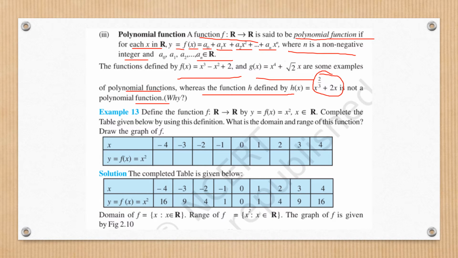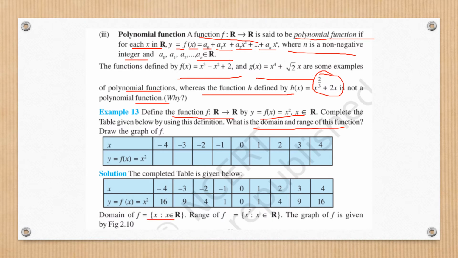So example 13: define a function f mapping from R to R, y is equal to x square, x belongs to R. Complete the table, and what is the domain and range of this relation? The function is y is equal to x square. So I have to put the values, a few negative, a few positive, and 0: minus 4, minus 3, minus 2, minus 1, 0, 1, 2, 3, 4. At minus 4, I'll get minus 4 square is 16, then it is 9, 4, 1, 0. This you all can frame.